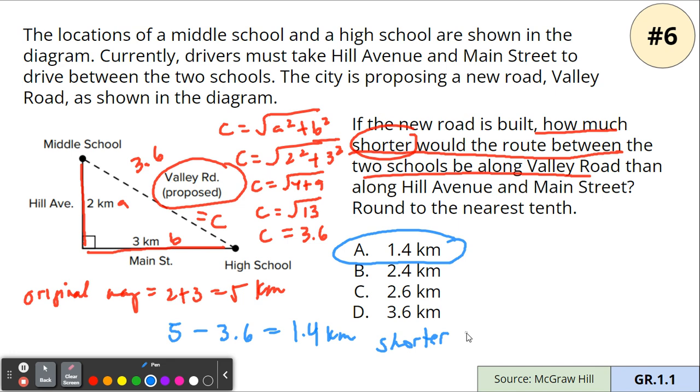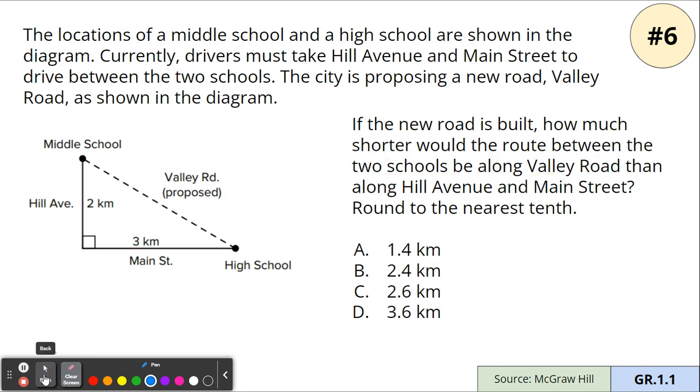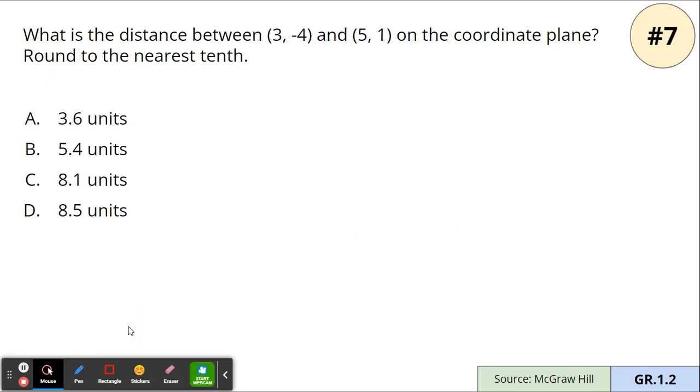However, if you look at the question, how much shorter, so we have to subtract it from our original distance. Okay, moving on to question number 7. What is the distance between (3, -4) and (5, 1) on the coordinate plane, rounded to the nearest tenth?